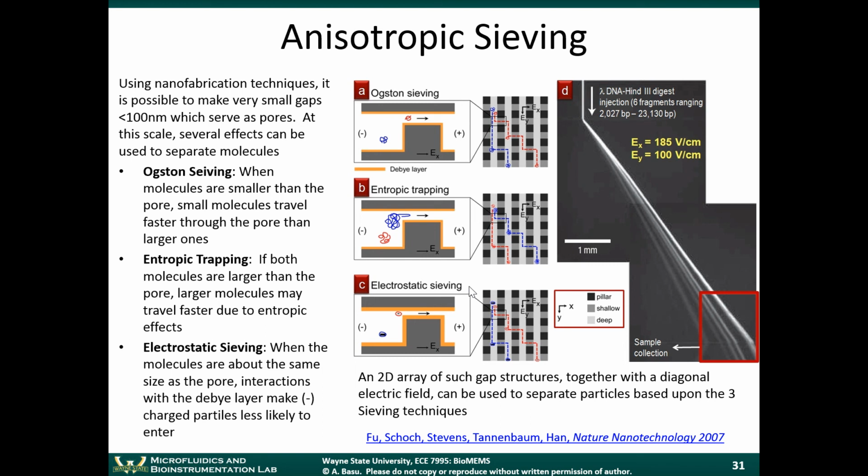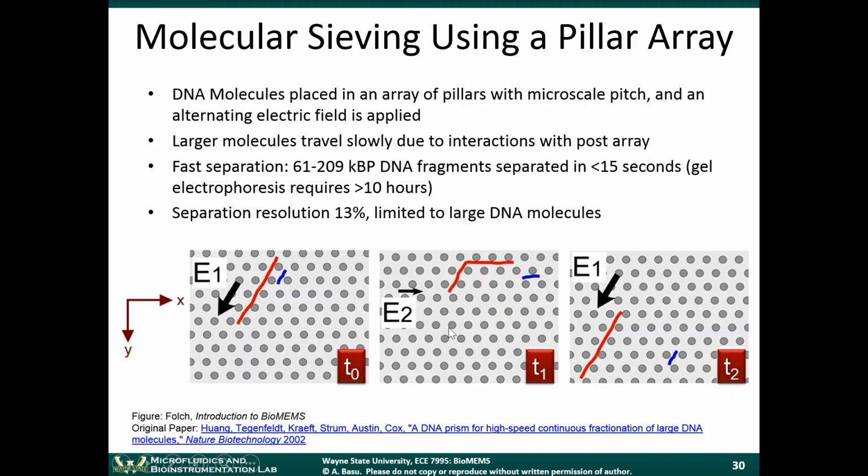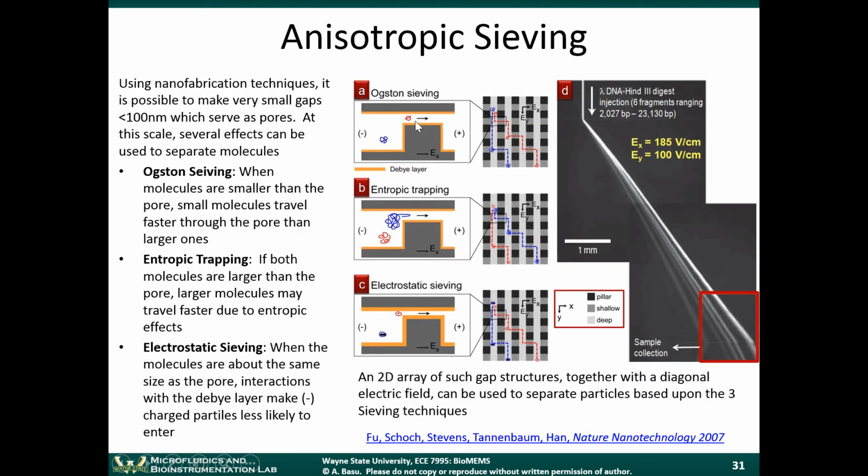This is another example of a work where they used microfabricated and nanofabricated structures. Here, in this work, they were actually using very small gaps. The spacing between these pillars might be 100 microns or so. In this work, they're actually using gaps that are 100 nanometers. So they're about 1,000 times smaller.